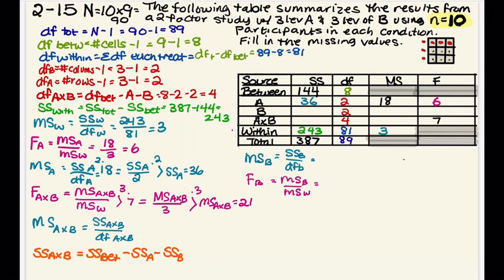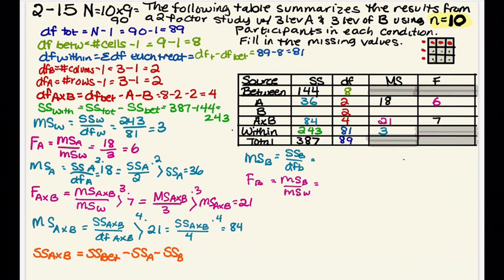Then we can use that mean square to find the sum of square deviations for the A by B interaction. We'll plug in our mean square for the interaction and our degrees of freedom for the interaction, multiply each side by 4 to get rid of our denominator, and find a sum of square deviations for the interaction of 84.